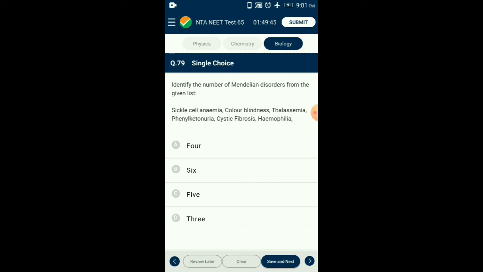Cystic fibrosis, hemophilia, sickle cell anemia, color blindness, thalassemia, and phenylketonuria are Mendelian disorders which are determined by the alteration or mutation in a single gene. These disorders are transmitted to the offspring on the same lines as the principles of inheritance. So the answer is option B. From the given diseases, 6 diseases are Mendelian disorders.